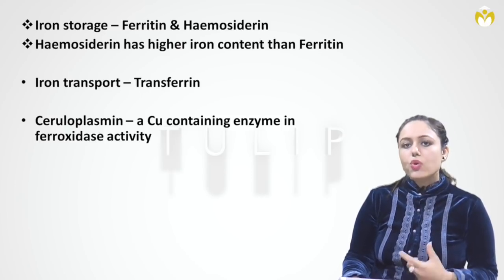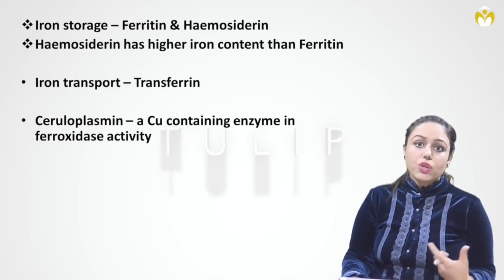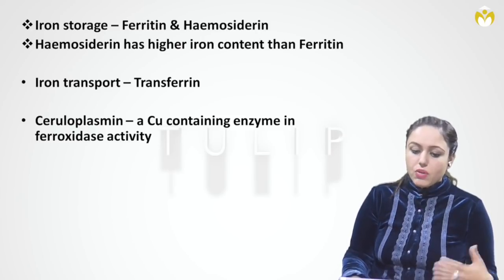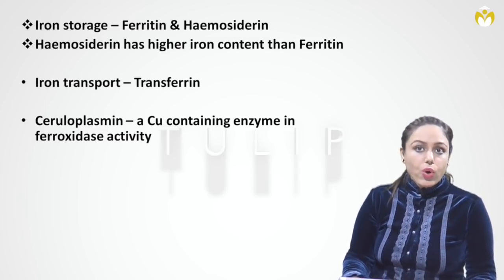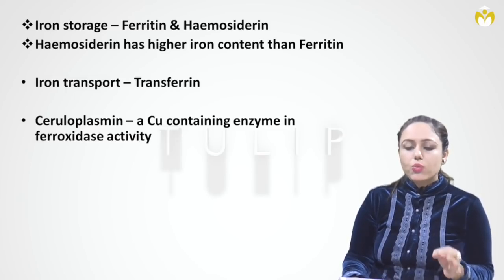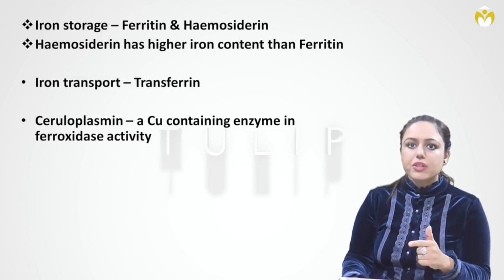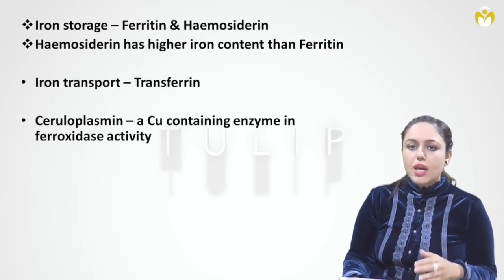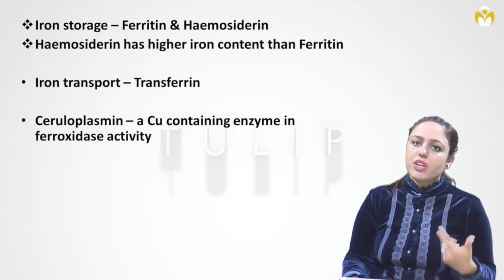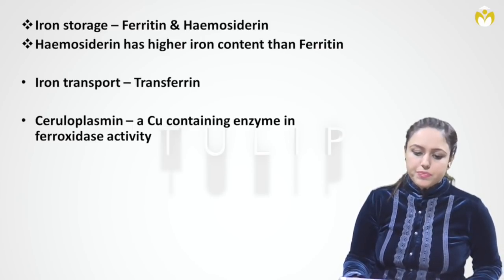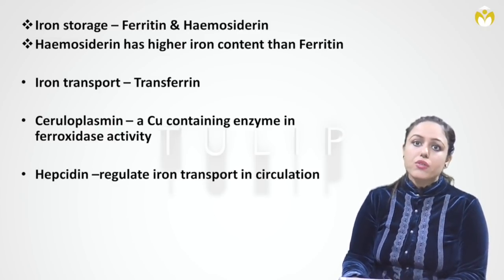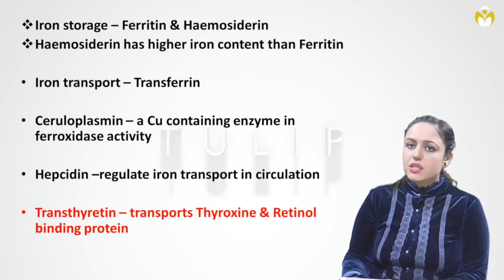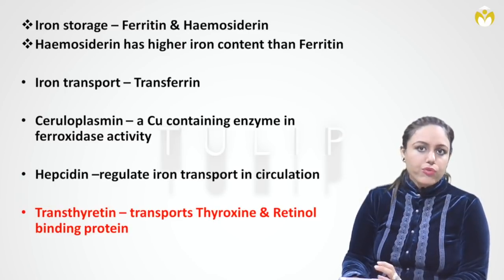Then ceruloplasmin is a copper containing enzyme. Copper is required for many oxidases, and especially here ceruloplasmin is required for ferroxidase activity. This ferroxidase can convert Fe+2 to Fe+3, that is ferrous to ferric conversion, and this ferric form of iron is very much required as a transport form of iron, right? Then hepcidin is a protein which helps in the regulation of iron transport in the circulation, and transthyretin is the answer, which is not for iron metabolism.